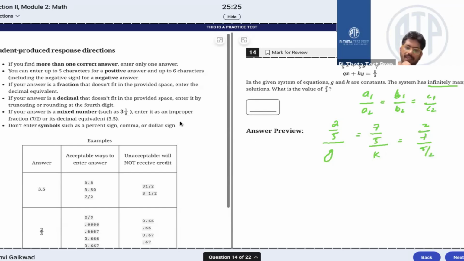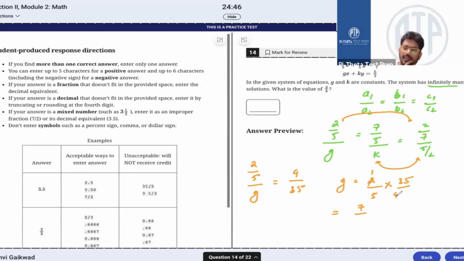What I will do here is I'll separately check this with this, right? Because I have to find g also and I have to find k also. So what I will do, I will write 2 by 5 upon g is equal to, now 2 by 7 upon 5 by 2, I can say it is just 4 upon 35. If I replace this with this, so this will become g is equal to 2 upon 5 into 35 upon 4. That makes it 7 by 2, right? Because this 1 and this 2 we can cancel and this will become 7 by 2. So our g is 7 by 2.